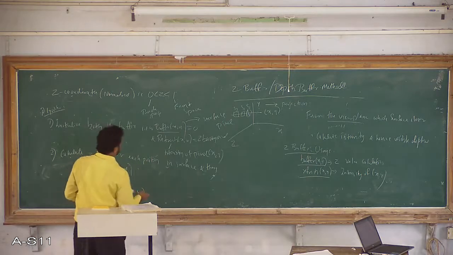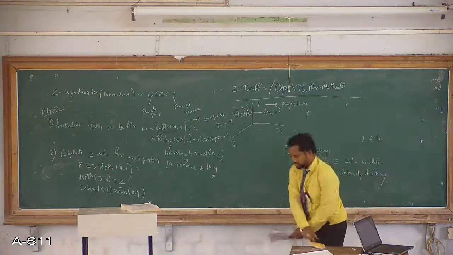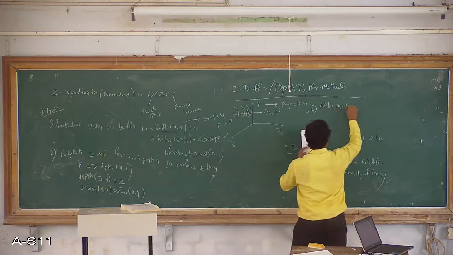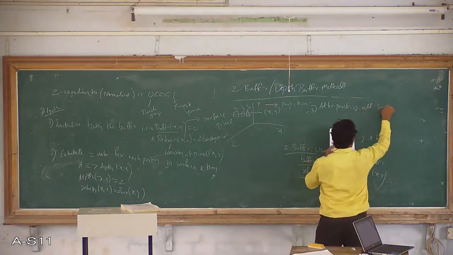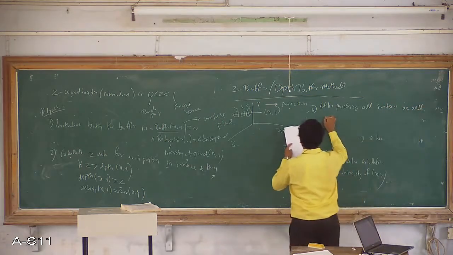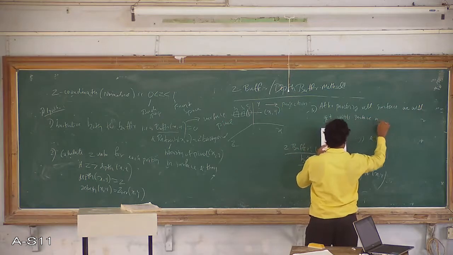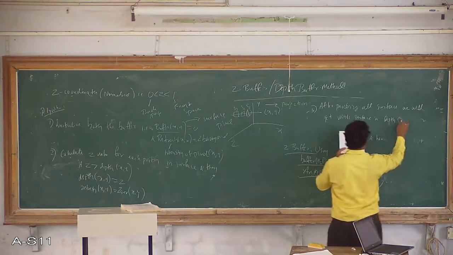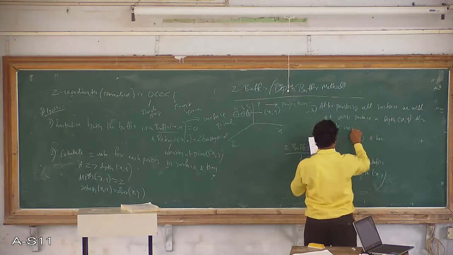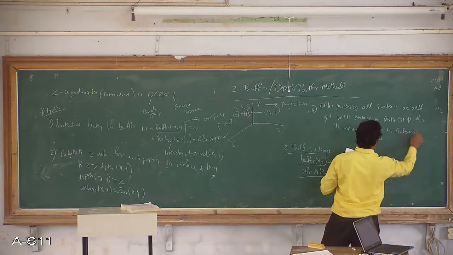Third step is, after processing all surfaces, we will get the visible surface in depth x comma y, and its intensity values in refresh x comma y.